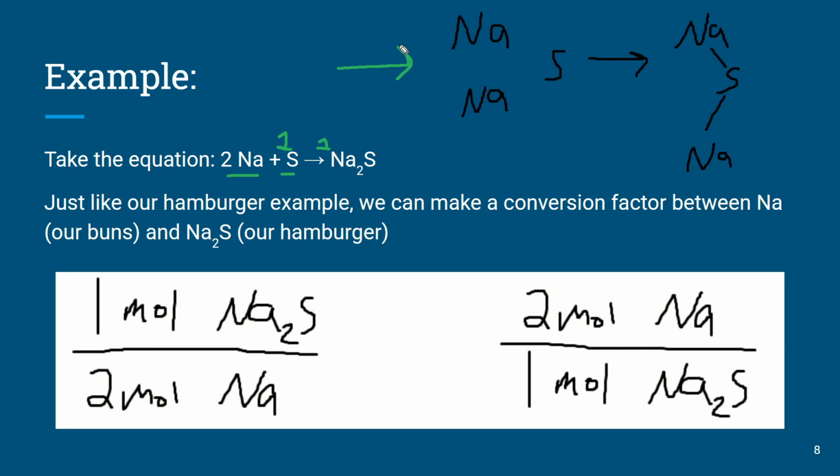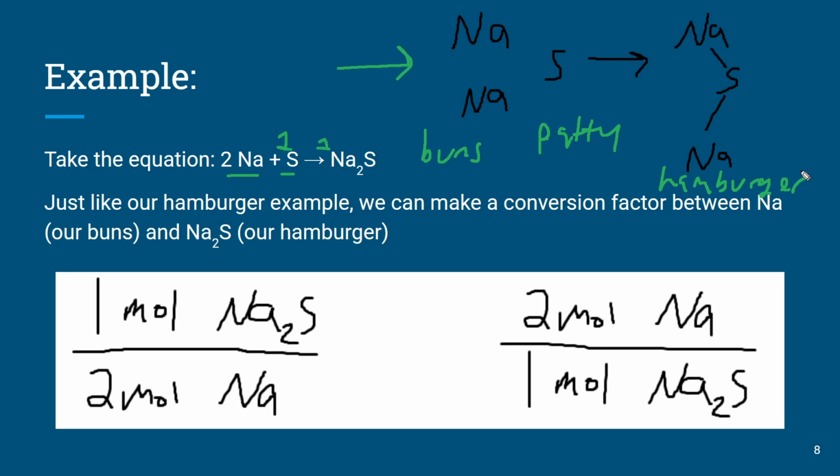And just like here's our two buns, here's our one patty, and here's our hamburger. It's that same idea that for every 2 atoms of sodium, I will have one formula unit, technically molecule, of sodium sulfide.